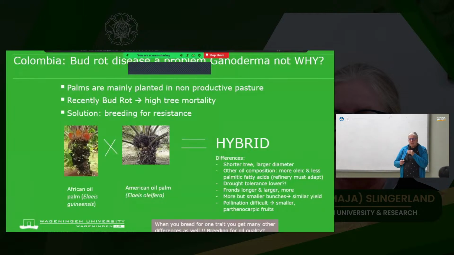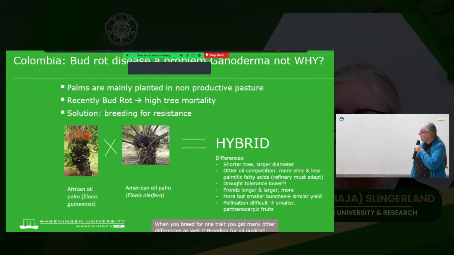And now I want to have a very short note on Colombia. In Colombia they have another disease, and that disease is called bud rot disease. And the palms are mainly planted in pastures. And they have really high tree mortality. You see it spread like a wildfire. And they started breeding for resistance. So they now have a variety that is resistant.